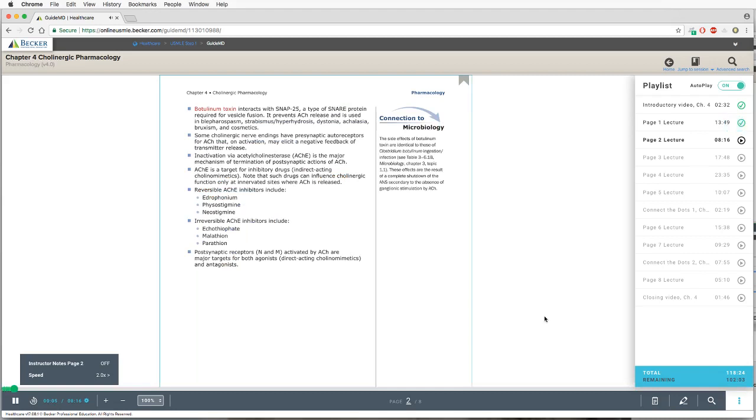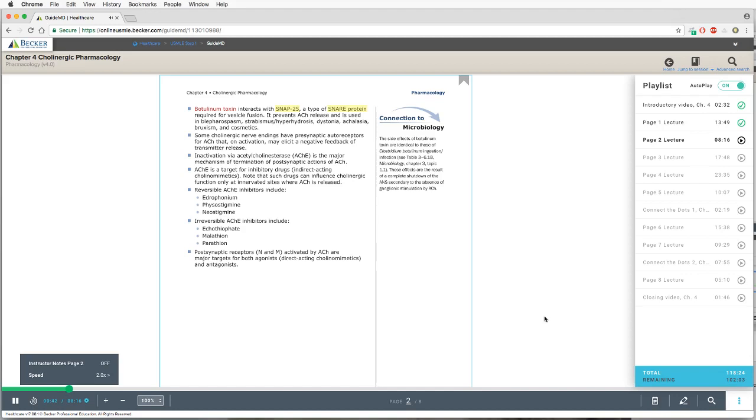So let's look at this botulinum toxin in a little bit more detail. The diagram showed us that botulinum toxin prevented the release of acetylcholine. How does it do that? It does it by interacting with SNAP-25. Every time you see S in here, it's for synaptic or neuronal type of protein. SNAP-25 is known as a type of SNARE protein. And these SNARE proteins are quite relevant for fusing the synaptic vesicle with the membrane.